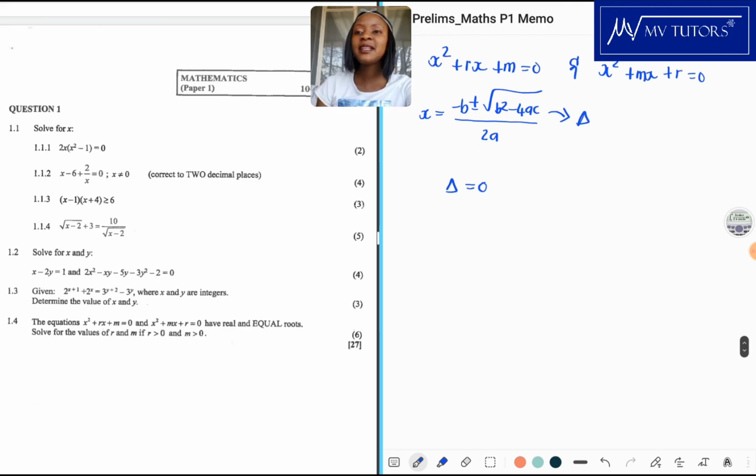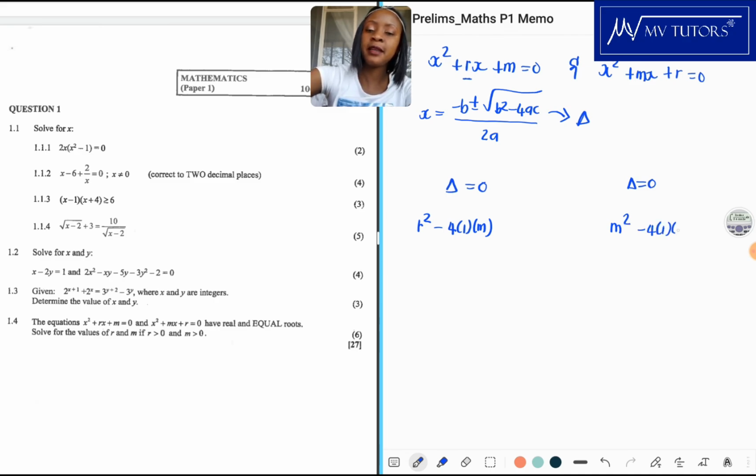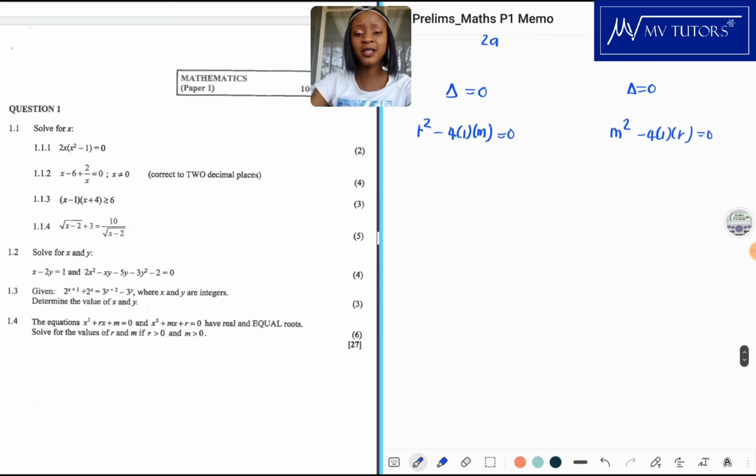Now let's look at our discriminant, b squared minus 4ac. In this case we have r squared minus 4ac, and on the other side we have m squared minus 4ac, equal to 0. Let's solve and see what the values of r and m are, if r is bigger than 0 and m is bigger than 0. So r squared is equal to 4m, and on this side I have m squared equal to 4r.